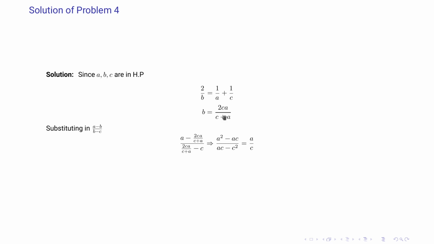Now we substitute this value of B in (A minus B) by (B minus C). So we substitute here and we get this as (A minus 2CA by (C plus A)) divided by (2CA by (C plus A) minus C). So upon solving this, you get (A square minus AC) by (AC minus C square), and then you take out A common on numerator and also C common on denominator. So that gives you A by C as the final result.